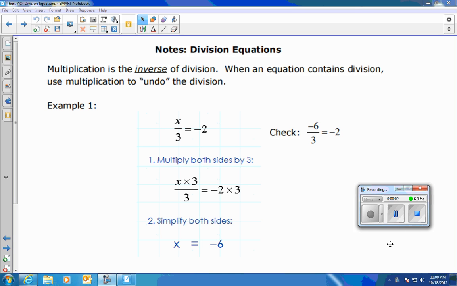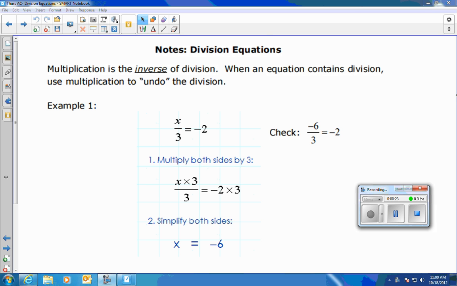This lesson is for division equations. So we don't really have any modeling for division equations, so we really just have to talk about our inverse or opposite operations. Multiplication is the inverse or the opposite operation of division. So when an equation contains division, we have to use multiplication to undo the division.